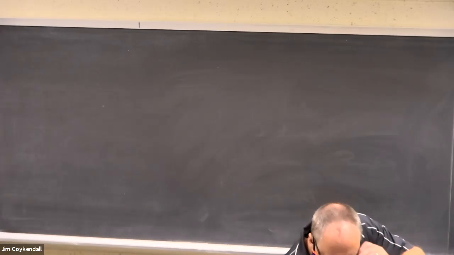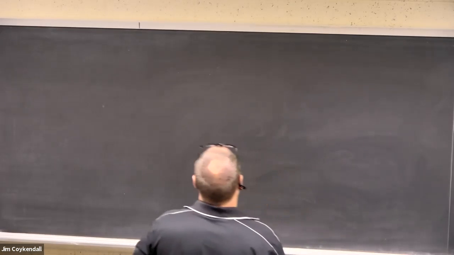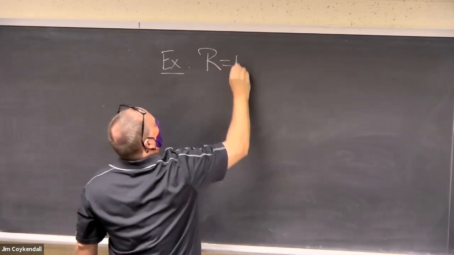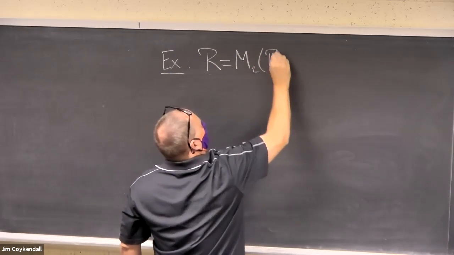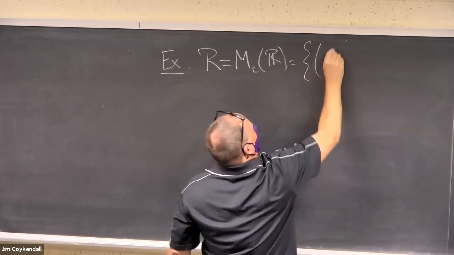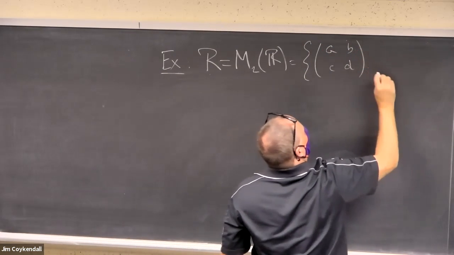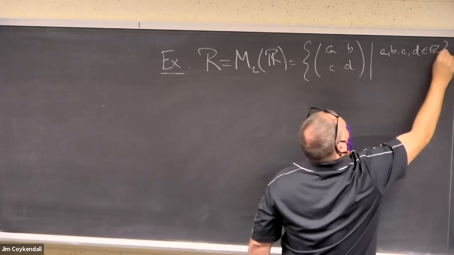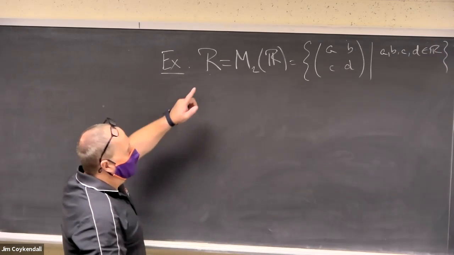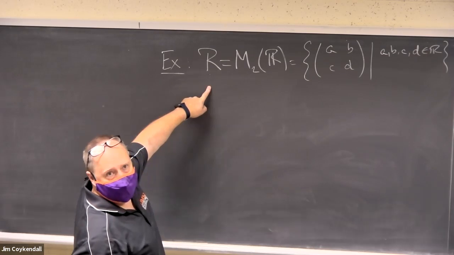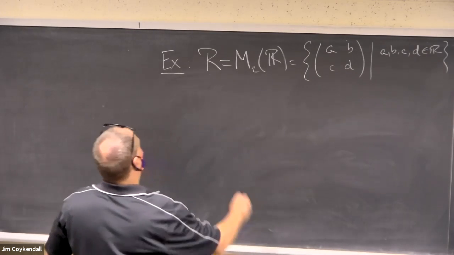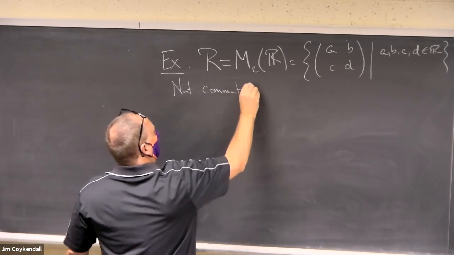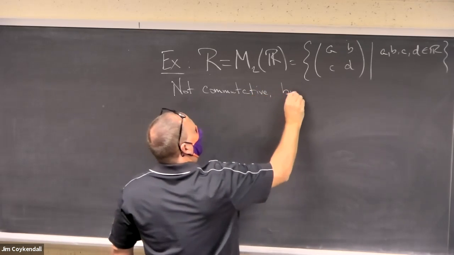All right. So the last time we looked at this example, we looked at the ring of 2 by 2 matrices over the reals. This is not commutative, but it has an identity.